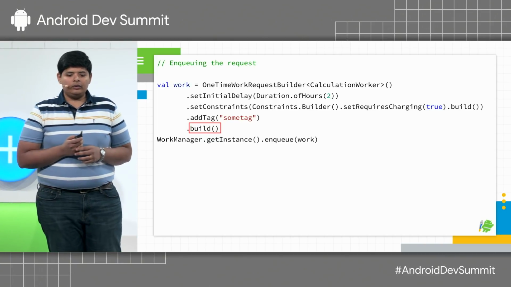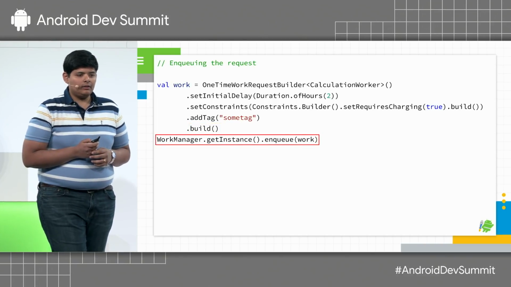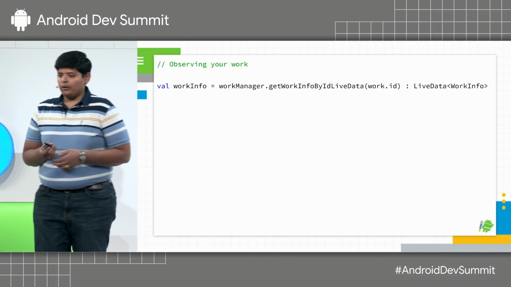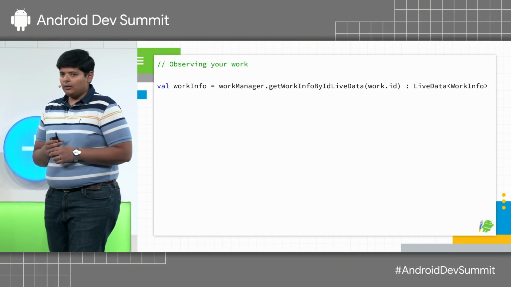Now, all I need to do is to call getInstance and enqueue the work, and that's it. Now the work is scheduled. So now you've scheduled your work. You've defined a bunch of constraints. And it's hard to keep track of.